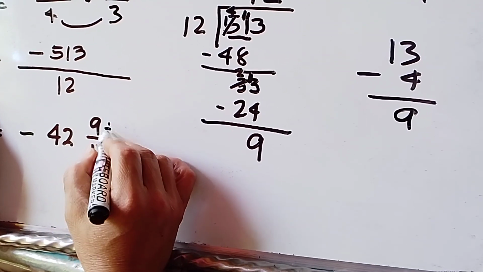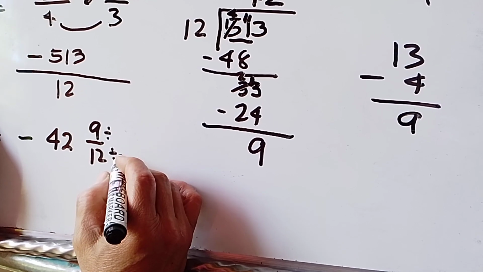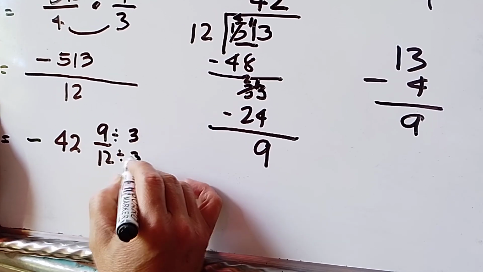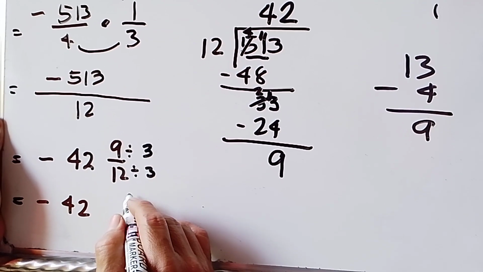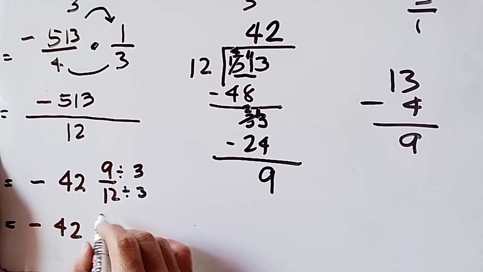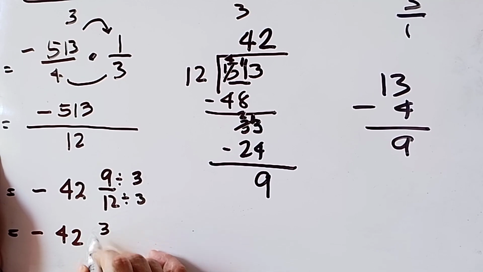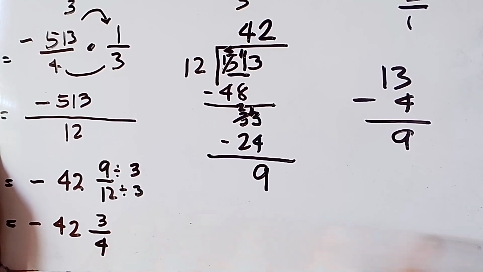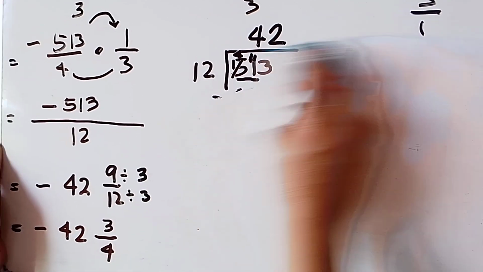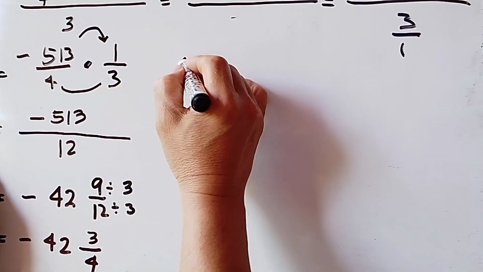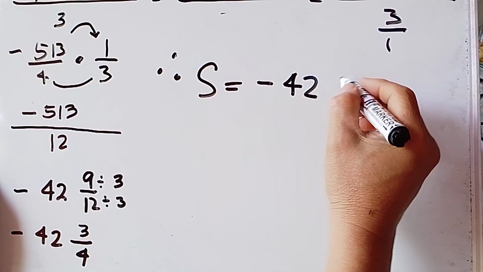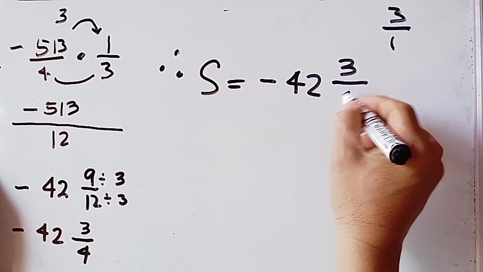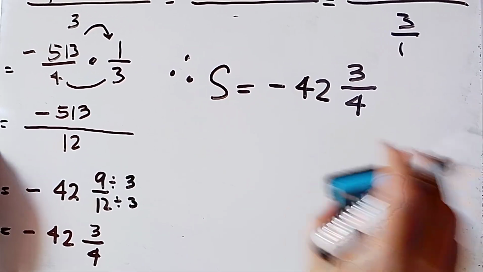But I can reduce this one by dividing by 3. So I have in here negative 42, 9 divided by 3. This will be 3. And then 12 divided by 3 is 4. So my sum of series is equal to negative 42 and 3 over 4. So that's number 2. Now let's move to number 3.